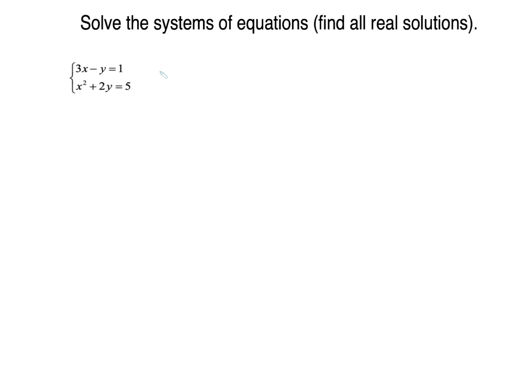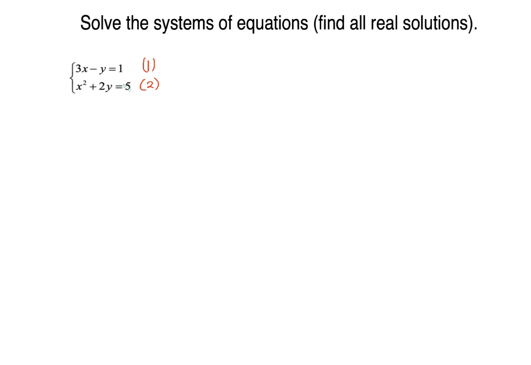Let's begin. So I have two equations here. My first equation is 3x minus y equals 1. This is a line. And my second equation is x squared plus 2y equals 5. This is a quadratic equation. I'm going to be using the method of substitution to solve my system of nonlinear equations.